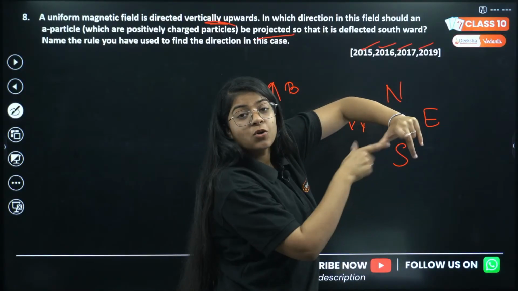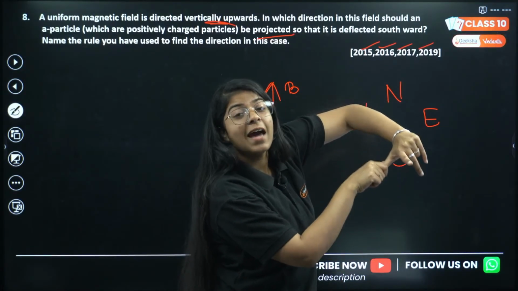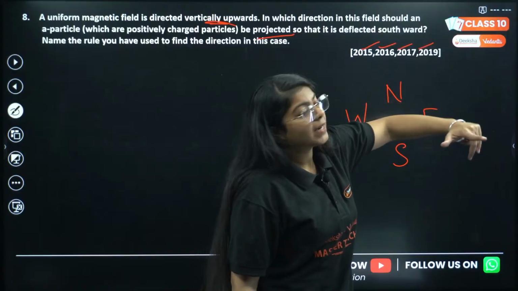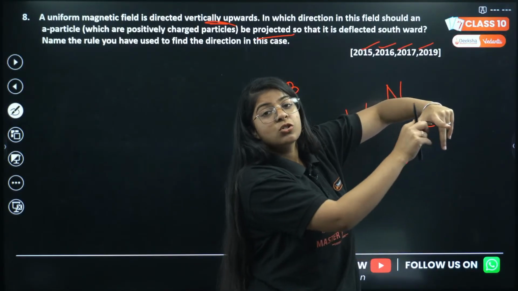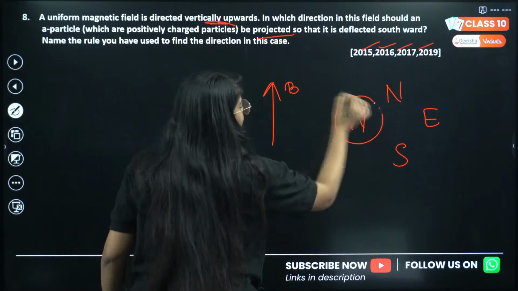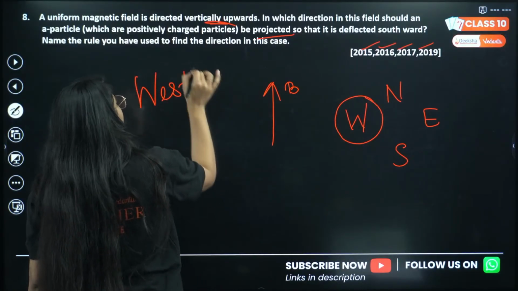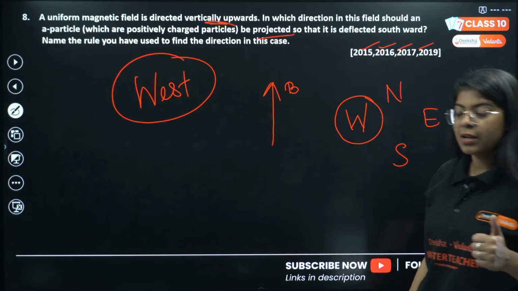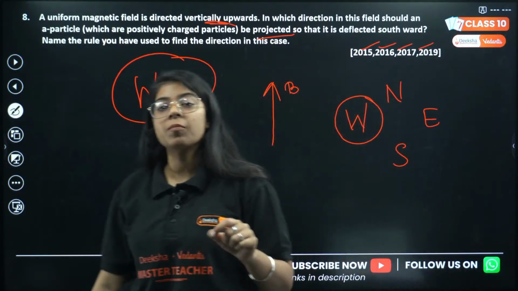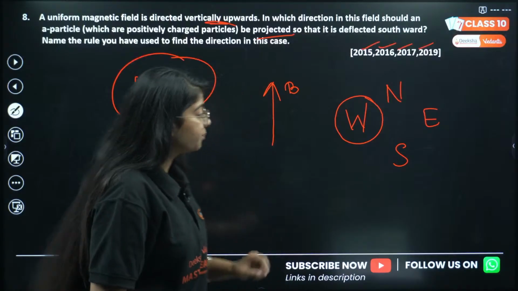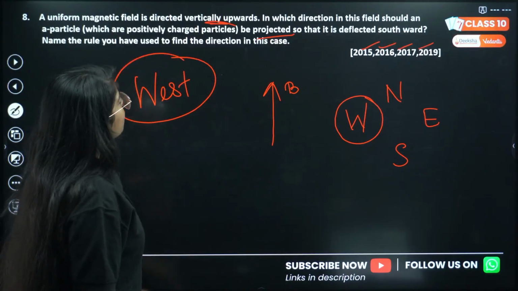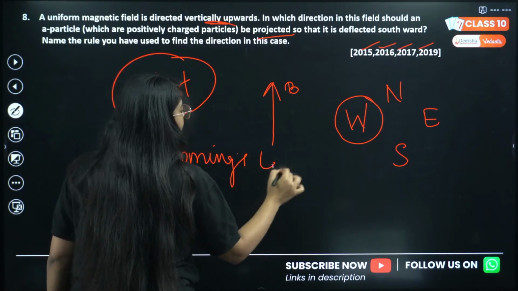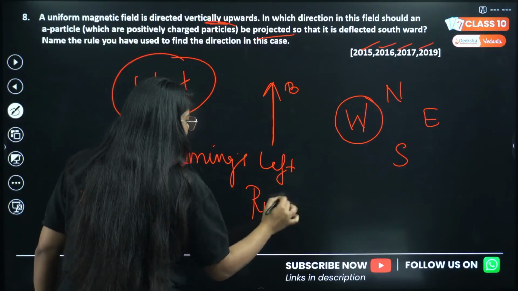This is south. So this force, where will it be? It is in the direction of west, correct? Magnetic field outwards, current in the south, so force will be in the west direction. So west is the answer for this particular question. These are the questions I was talking about when I was telling you that you need to be conceptually strong, not just in numericals for this chapter. And they have asked, name the rule you have used to find the direction. So that is Fleming's left hand rule, correct?